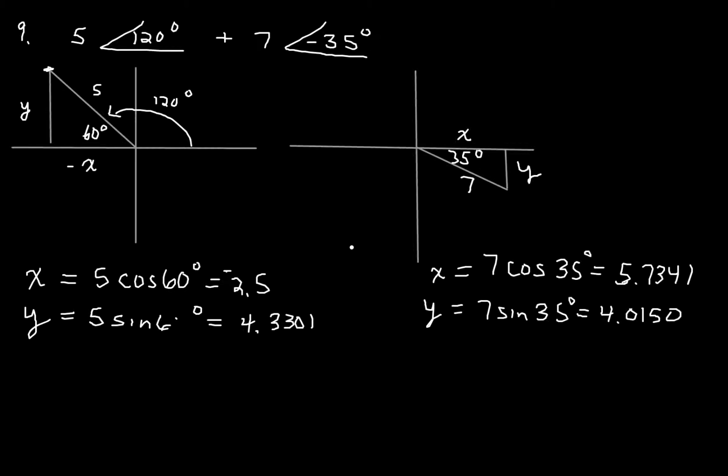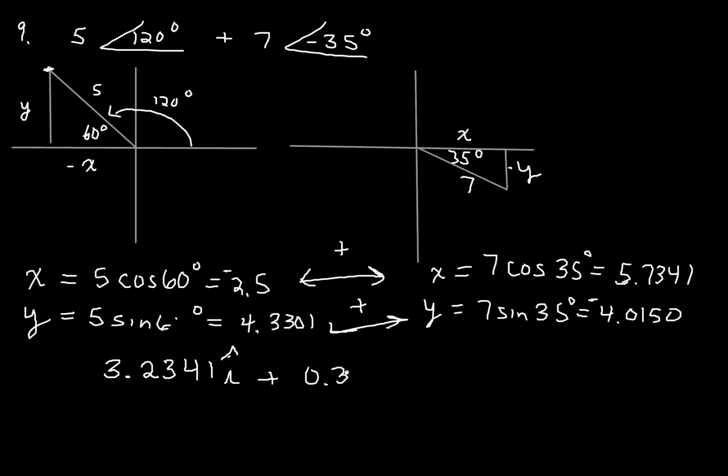All right, now we're going to add our x's together, and we're going to add our y's together. Let's make sure we have the positive and negatives. This y this time is going to be negative because it's in the negative direction. So when I add my x's together, I'm going to get 3.2341 i hat. And if I add my y's together, I'm going to get a positive 0.3151 j hat. Okay, part 1 of the problem is done.